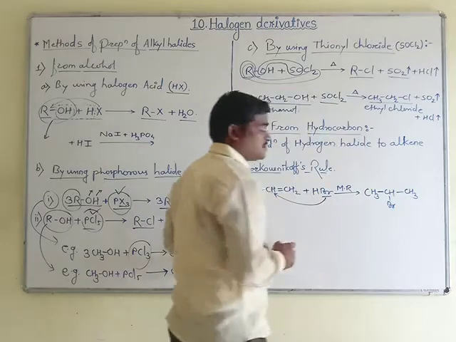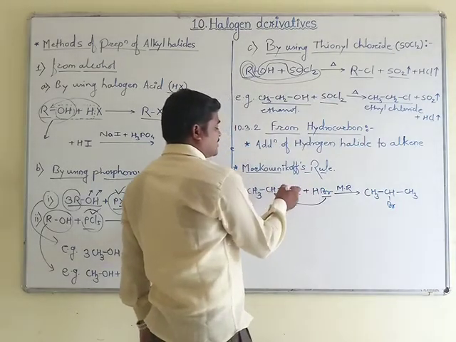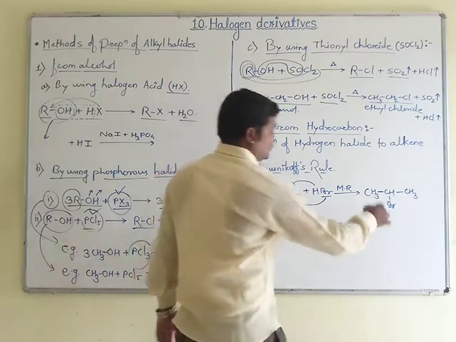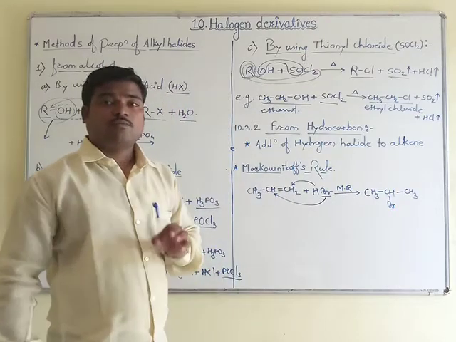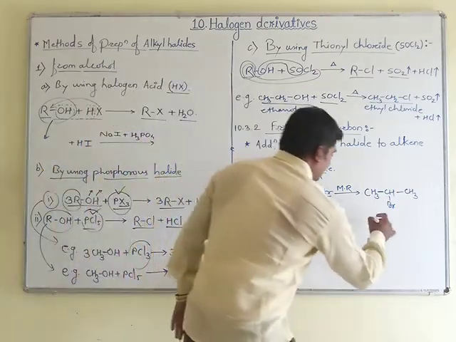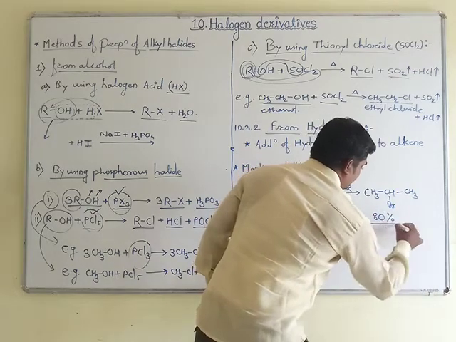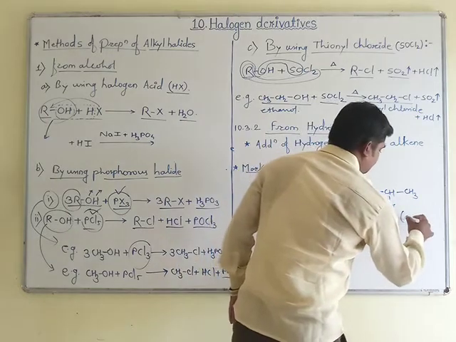Here what happened? The addition is taking place according to the Markovnikov rule. The negative part will add to this part and the positive part will add to this part. So the product which we have got is nothing but isopropyl bromide, and this product we are getting is 80%. That is, we are calling this product the major product.